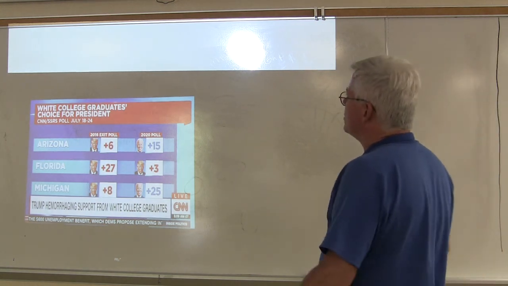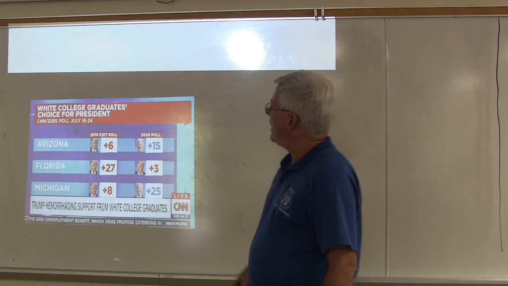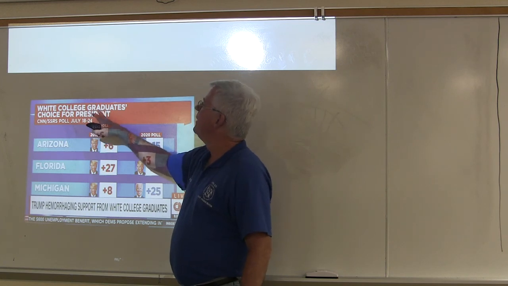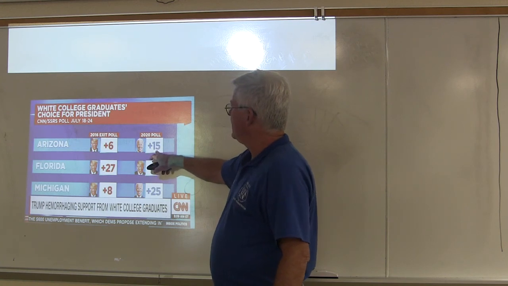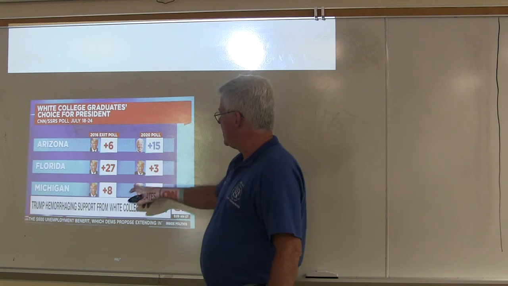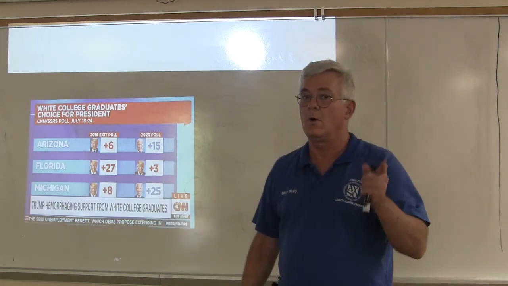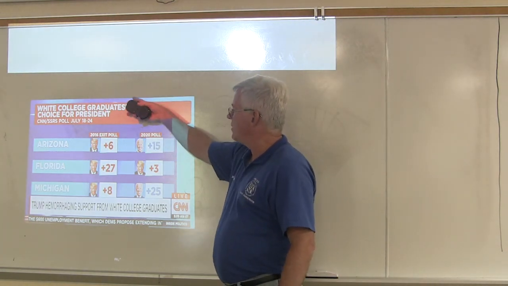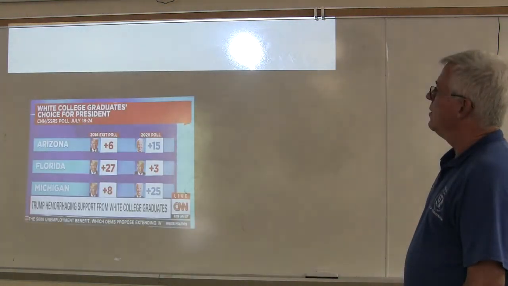All right. What's this one? White college graduates. Choice for president. Wow, so interesting. In Arizona, Trump won white women college graduates by 6 points. In this poll, he shows down 15, right? Similar swings. These women live where? Rural, or suburban? This is the suburbs, baby, right? This is the suburbs. This is dangerous data for Trump.